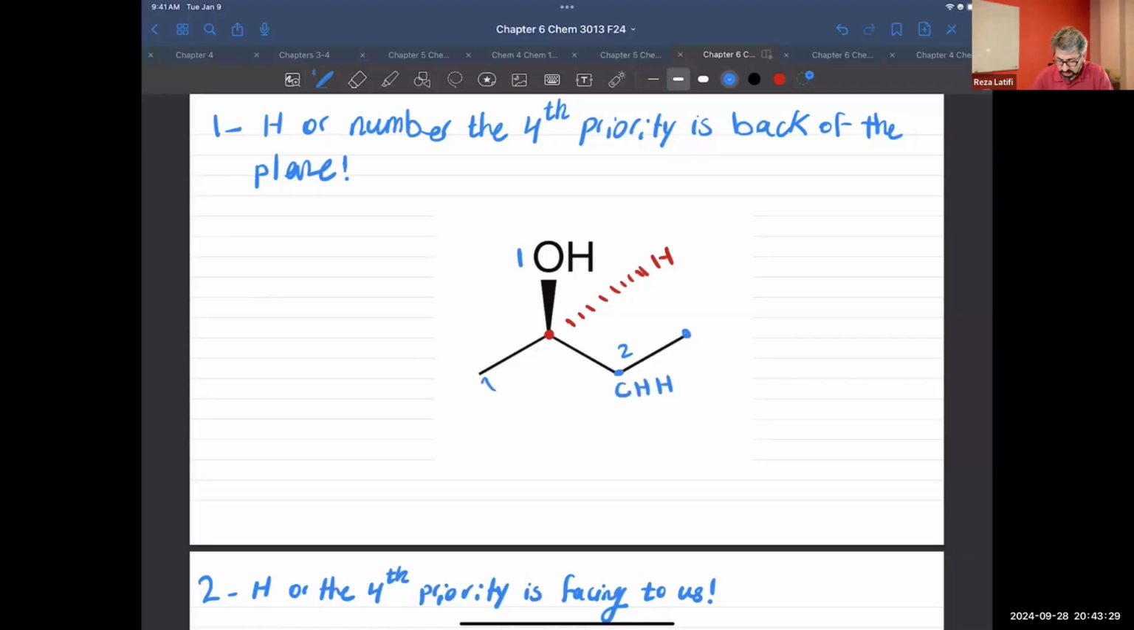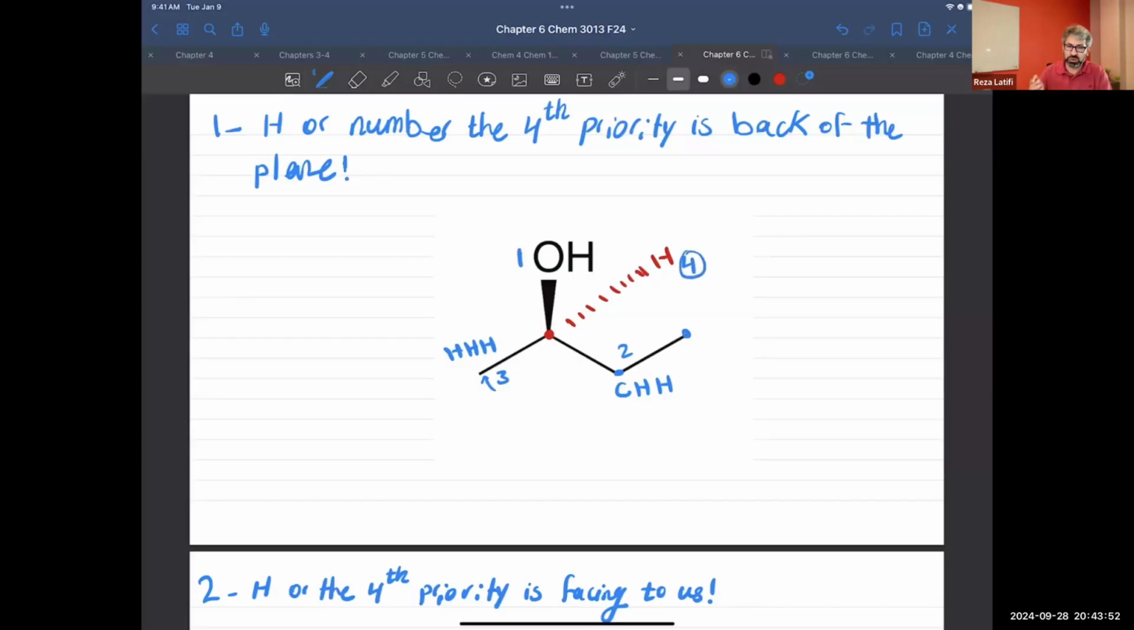But how about this carbon? That carbon is attached to 3 hydrogens. So we have carbon, hydrogen, hydrogen versus hydrogen, hydrogen, hydrogen. Which one is going to get higher priority? The one on the right side. So this is going to be 3. Now follow this order. Of course, I forgot to say this one. This hydrogen is going to be the 4th priority.